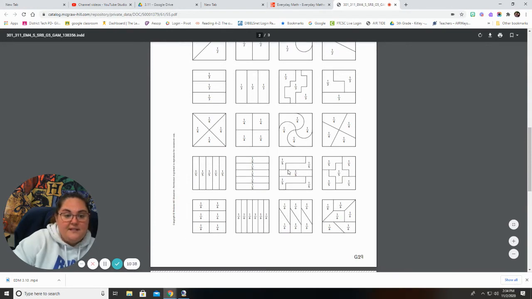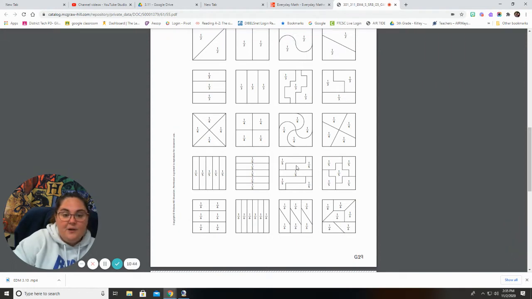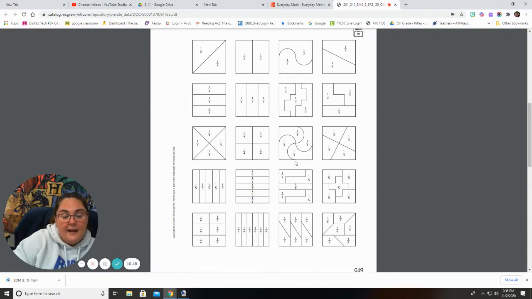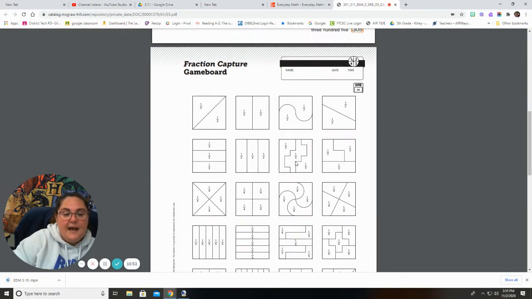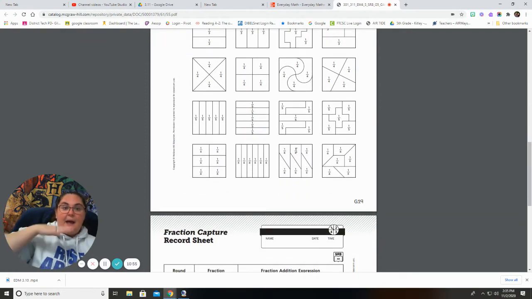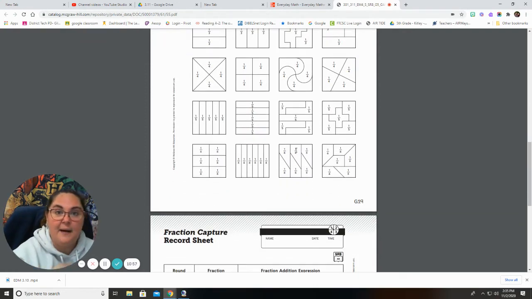So maybe I go to this piece right here and I take this piece and I take this piece and I say, those are mine. That means that my partner can't take those 2 pieces. Now it'd be their turn to roll. Now, as soon as I get half of that square taken as my square, then you can't have it.